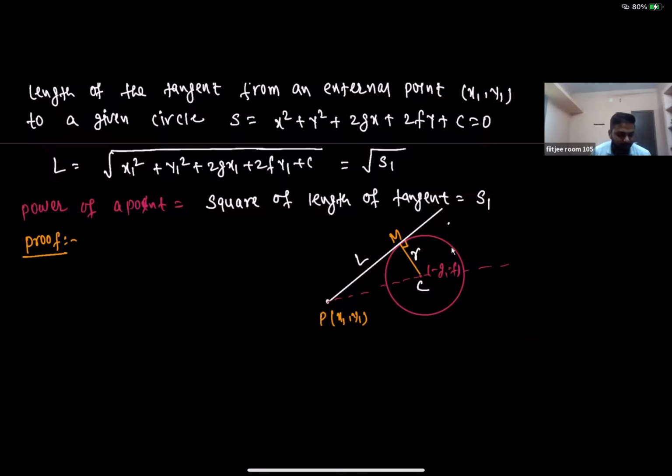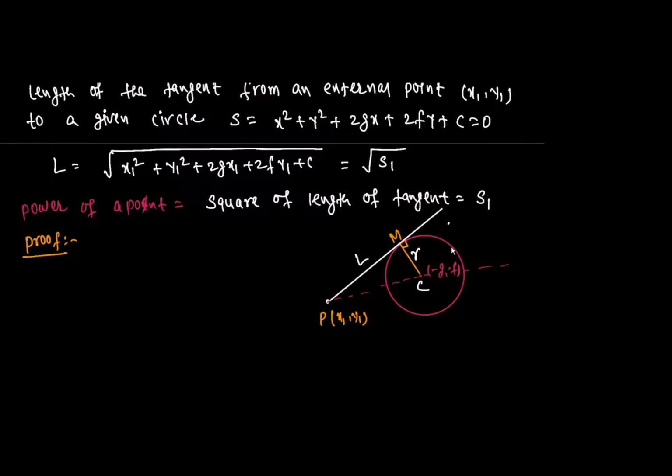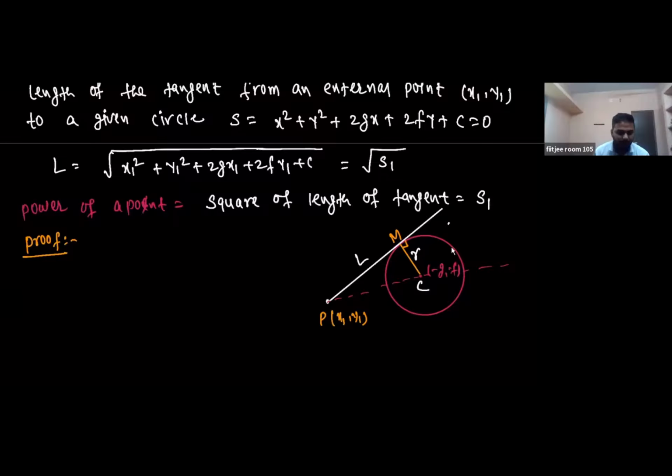Yeah, tell me. Using the Pythagoras theorem, sir, with PCM. Using the Pythagoras theorem in the triangle PCM, I can use Pythagoras theorem. How can I use it? If I want to prove it, the L1 value I can say is CP square minus R square.